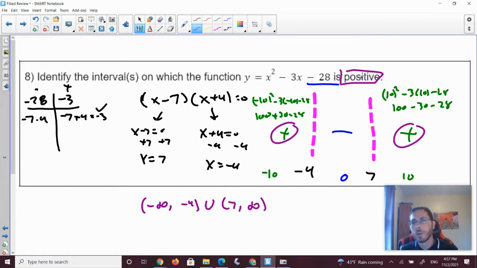So again, if it wanted to know where it was negative, negative would just be parentheses negative 4 to 7, because you would just take the one inside the middle region. So that's all you would do for that one.